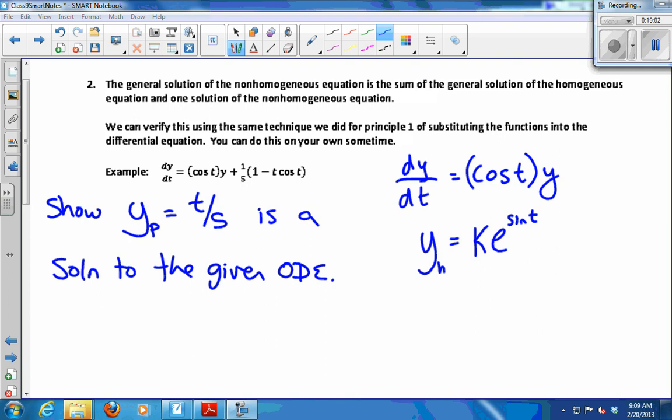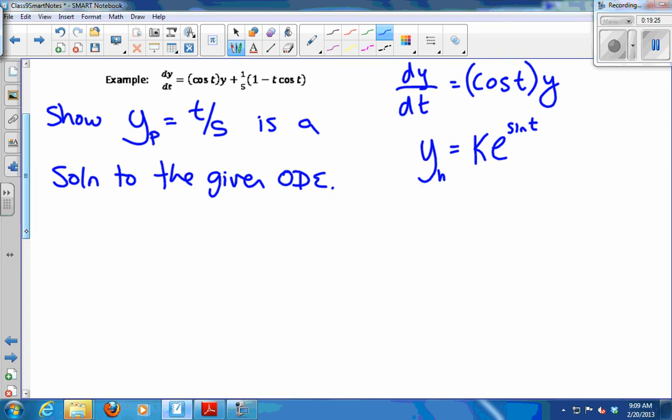It's like back when you were learning how to solve equations. I could say, is x equals 3 a solution to the equation x plus 5 equals 8? You just take the 3 and you plug it in, and you go 8 equals 8. Yep, it's a solution. So I'm going to do the same thing. I'm just plugging in. If y equals t over 5, then dy/dt is 1/5. The derivative of t over 5 is 1/5.